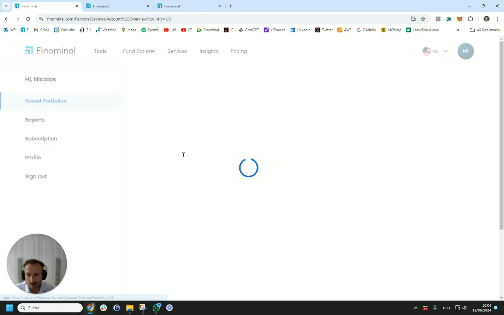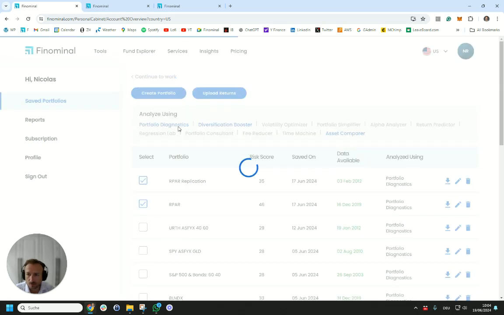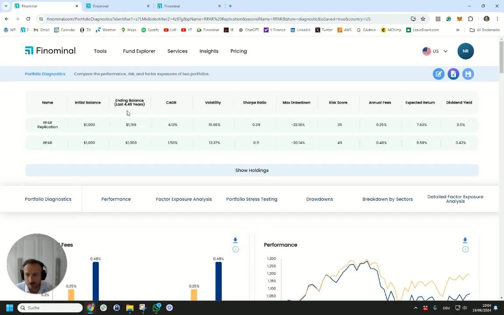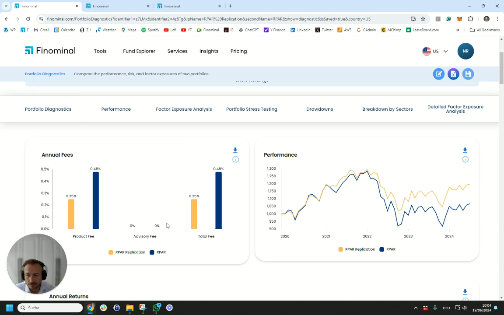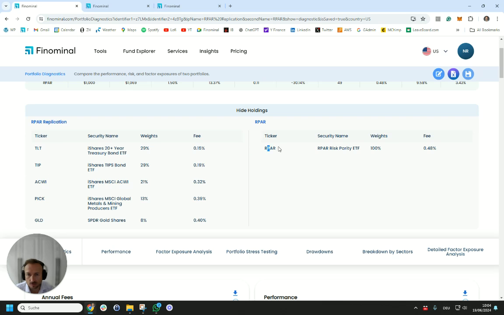Now, what we can do next is simply compare how RPAR has done to this very simple replication. And I'm going to do that on our portfolio diagnostics tool, where we have a track record of close to 5 years since RPAR was launched. We can see that RPAR charges 48 basis points compared to this replication of 25 basis points. And again, just for confirmation, we see the holdings here. We see RPAR just 100%, versus these relatively cheap ETFs.